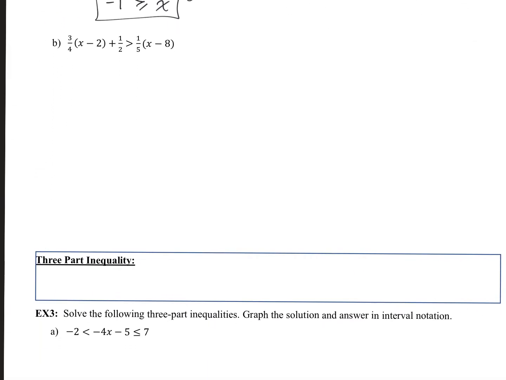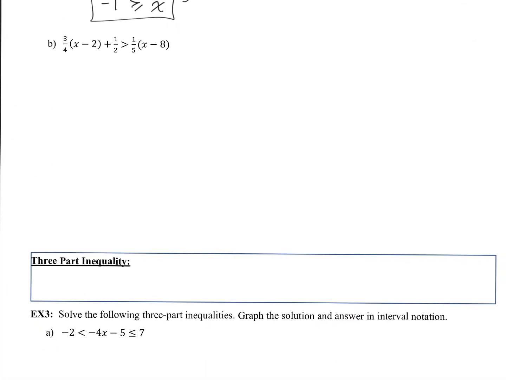Okay, so now B. Ooh, this one looks intense. Is it linear? Yes, because x is only to the first power. Let's see. Is it an inequality? Yes, because we have that inequality symbol. Okay, so now we know what we're dealing with. Always a good idea to check that out first.